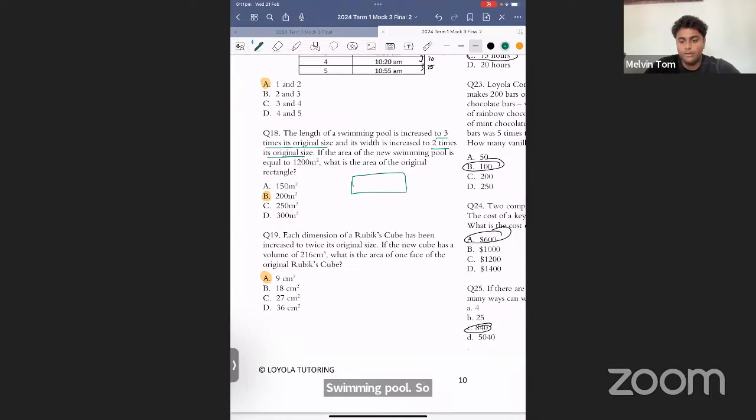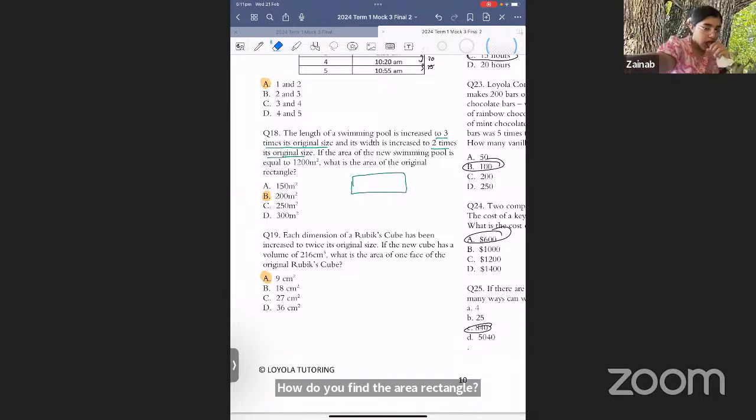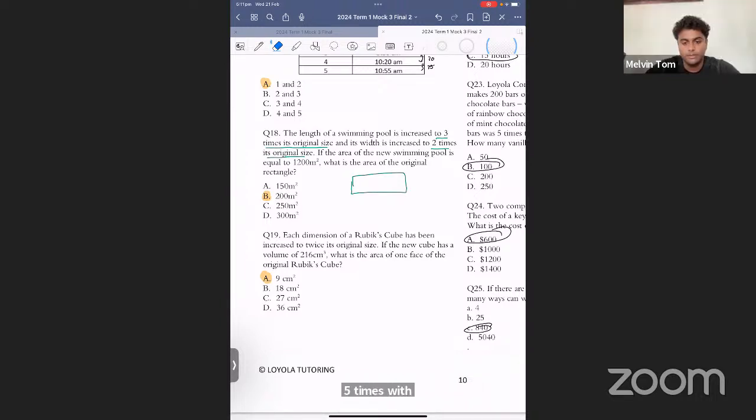Starting off, how do you find the area of a rectangle? Length times width. Yeah, length times width, right? Hello? Yes. Awesome. All right, so I'll get Kate to answer first. But yes, it's length times width.